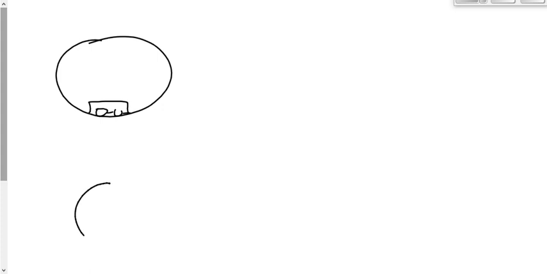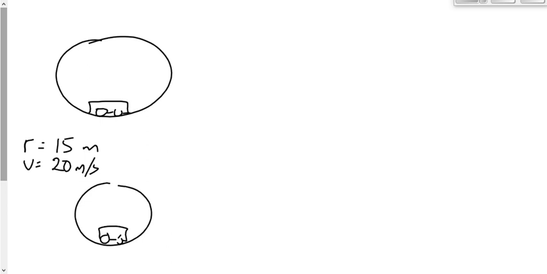Okay, here's fake quiz number 13. I'm just going to put it on the board right now. We've got a car at the bottom of a circle, and here we've got a car at the top of a circle. The radius of the circle in both cases is 15 meters. The speed of the car at the bottom and at the top is, we're going to make it 20 meters per second. We want to find the normal force at the bottom and at the top of this circle.